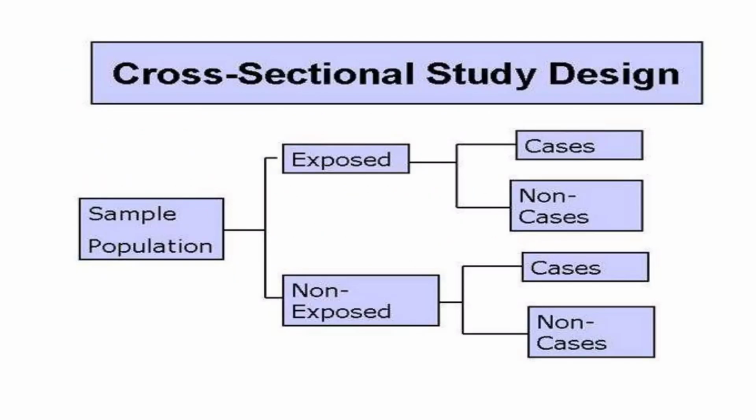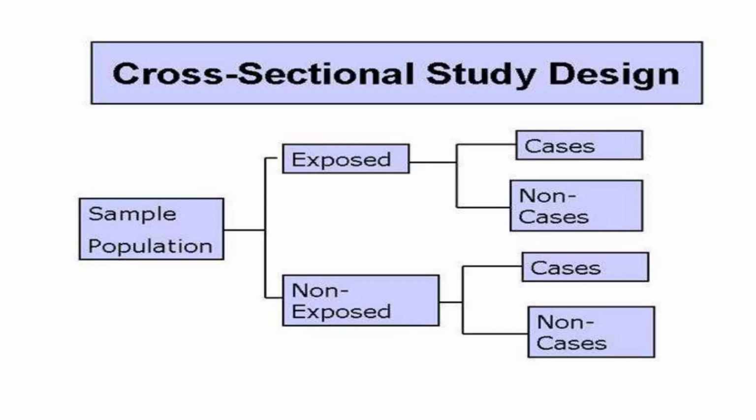Cross-sectional study design. Here we determine the sample population, the people who are exposed and non-exposed, and among the exposed, how many cases and non-cases there are. A common example: we take a sample population of people diagnosed with lung cancer. We take a population of 500. In that 500, 300 people may be exposed and 200 may be non-exposed.